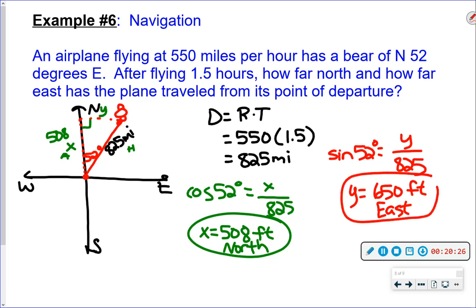Okay. A little bit of bearings. And again, I just rounded everything to the whole number on this one. I'm not going to be picky about the rounding.